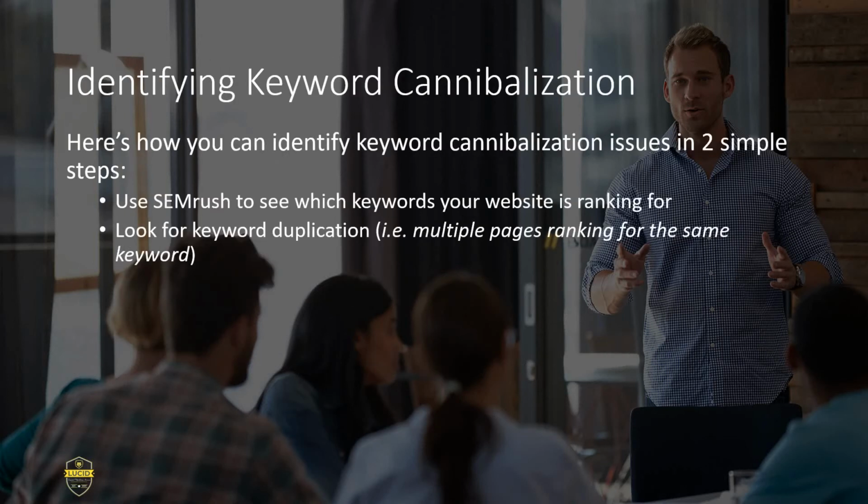We're going to show you how to identify keyword cannibalization using SEMrush. What you're going to do is log into SEMrush to see which keywords are on your website and what keywords your website is ranking for. You're going to look for keyword duplication, i.e. multiple pages that rank for the same keyword in SEMrush.